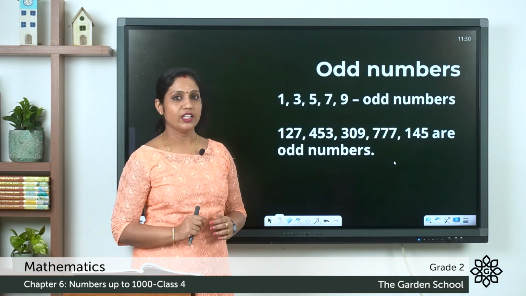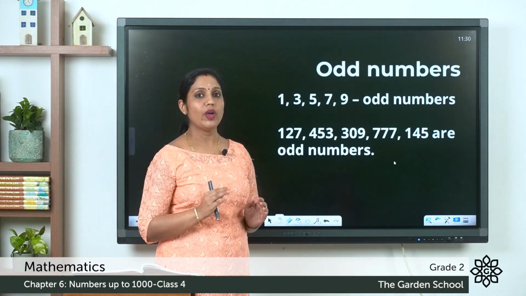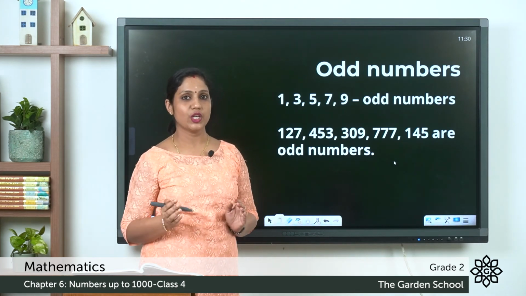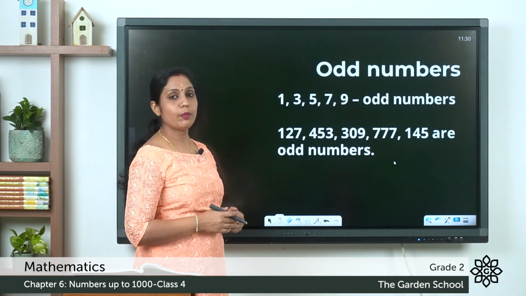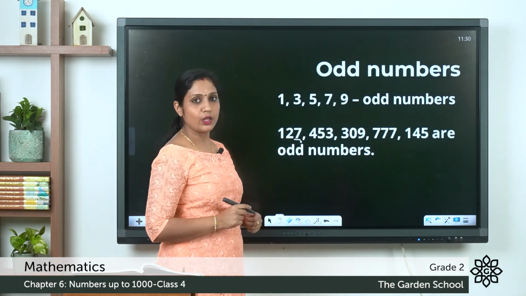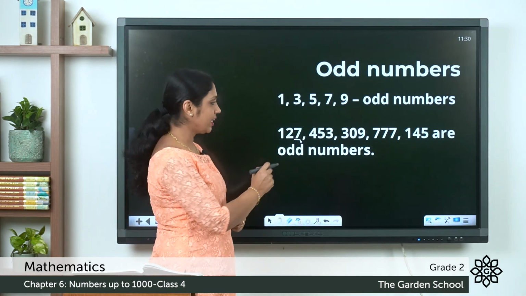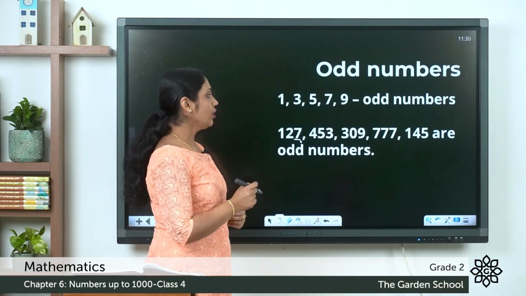Let's have a look at the odd numbers. 1, 3, 5, 7, 9. When they come in the ones position, we can say that the number is an odd number. So in the number 127, we have 7 in the ones place. So we can say that the number 127 is an odd number.